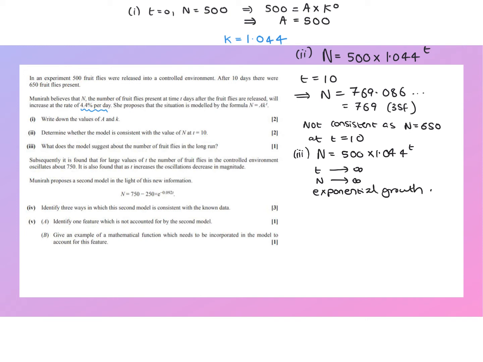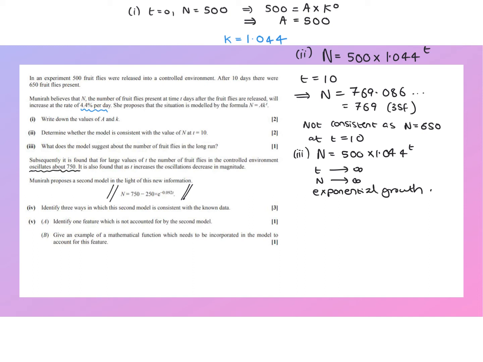So we then refine this model, and subsequently it is found that for large values of t, the number of fruit flies in the controlled environment oscillates about 750. It is also found that as t increases, the oscillations decrease in magnitude. So Munira's second model is n equals 750 take away 250 multiplied by e to the negative 0.092t. Identify 3 ways in which this second model is consistent with the known data.